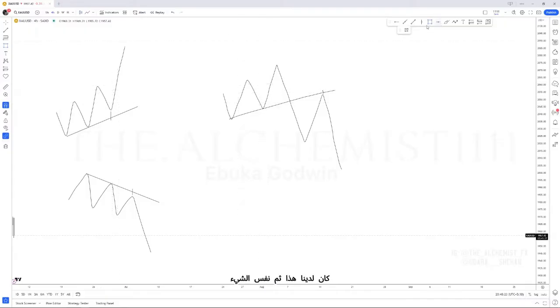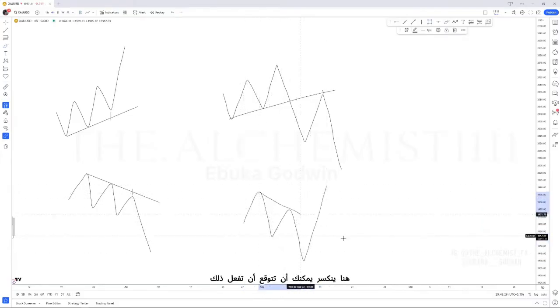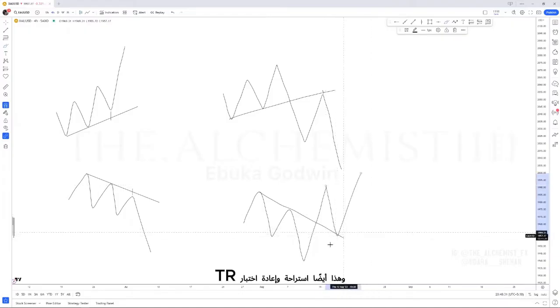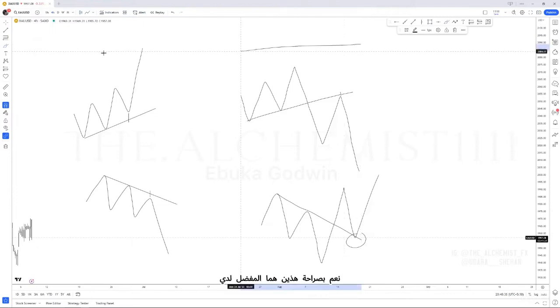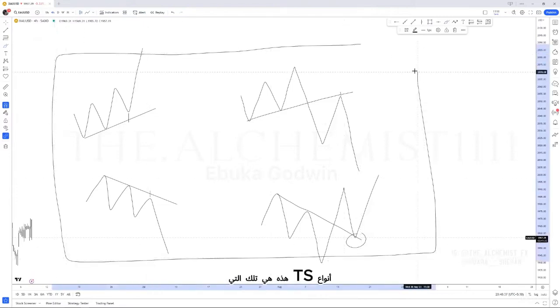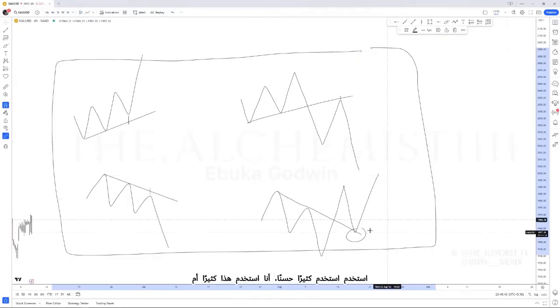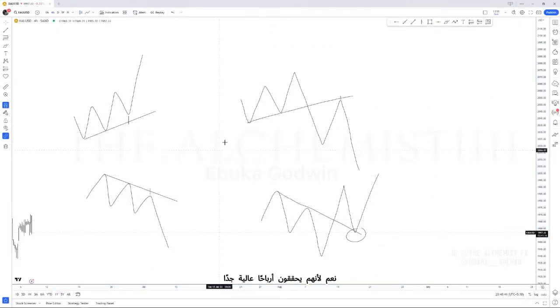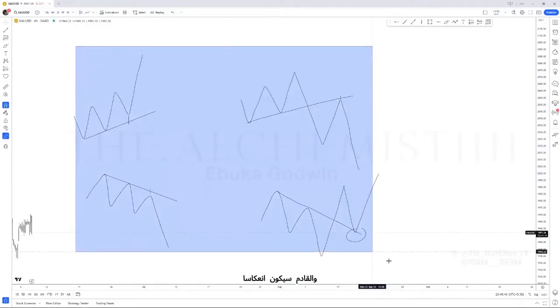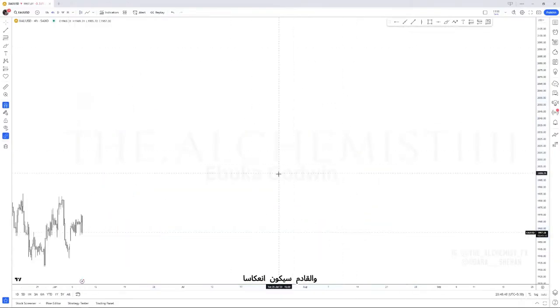So we had this, and then same thing down here. If it breaks, you could expect it to do this. This is also a break and retest trend line. Honestly, these two are my favorite types of trend lines. These are the ones that I use a lot, because they're very high probability, in my opinion. I'll show you examples. And the next one will be a reversal trend line.